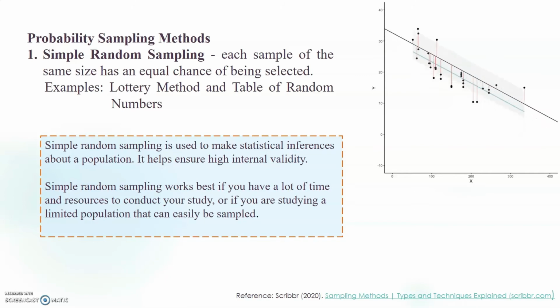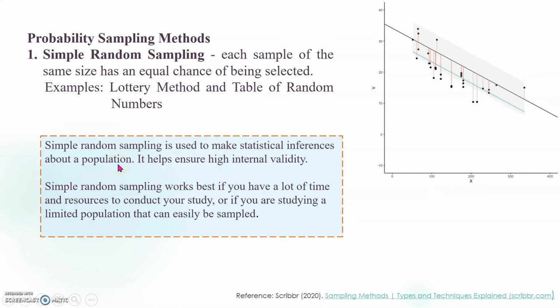Let's have the probability sampling methods. First, we have simple random sampling. Each sample of the same size has an equal chance of being selected. An example of simple random sampling is the lottery method, wherein we write the names of the entire population on pieces of paper, roll them, and then randomly pick from them. So that's the lottery method. And the other is a table of random numbers.